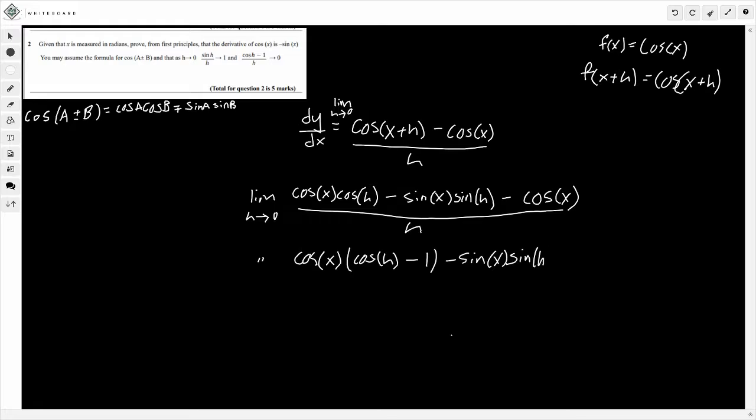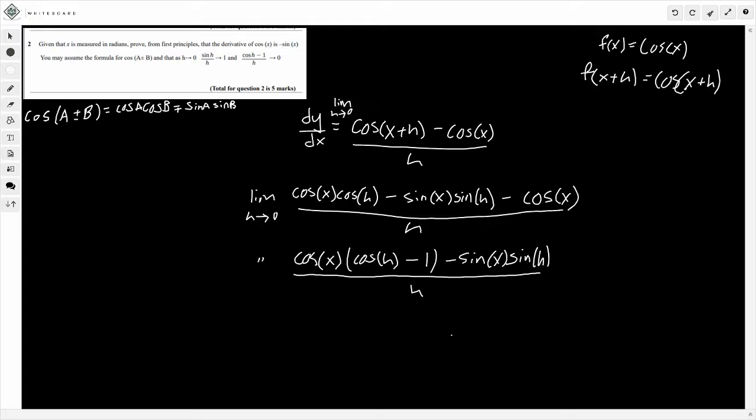And what I'd recommend is look at what they've told you. So they've told you that sine h divided by h tends to 1, and cos h minus 1 divided by h tends to 0, as h tends to 0. So this is important, and they're giving you this to make this proof a lot easier. And notice we actually have cos h minus 1 here, and we don't quite have this in the cos h minus 1 over h expression yet, but we can manipulate that one step further.